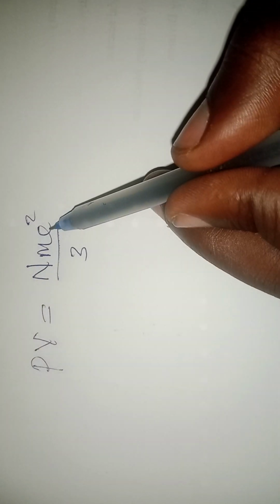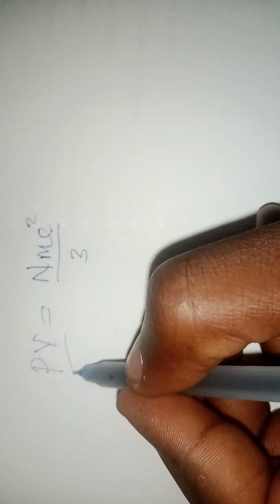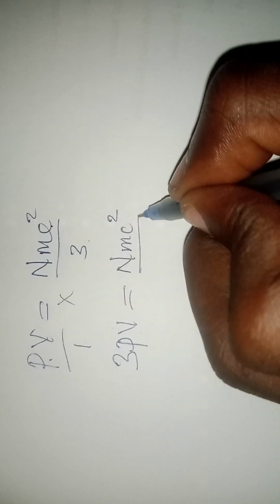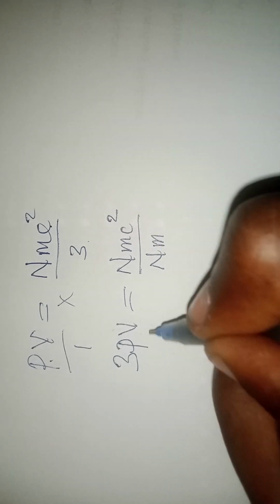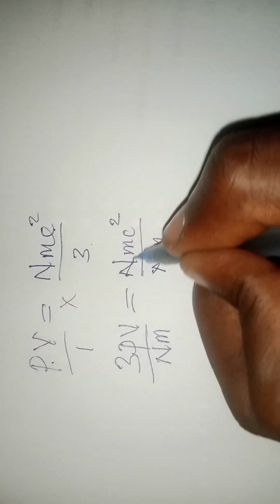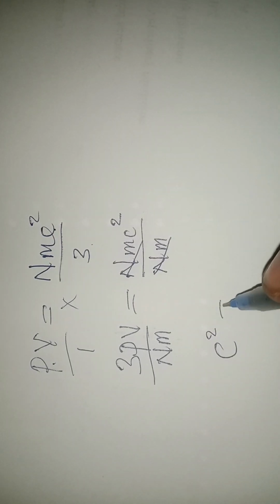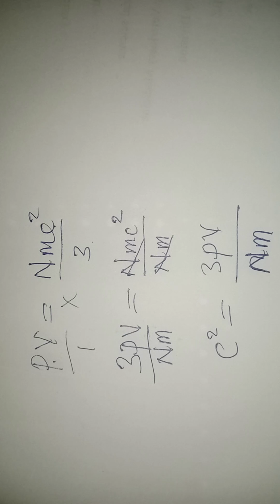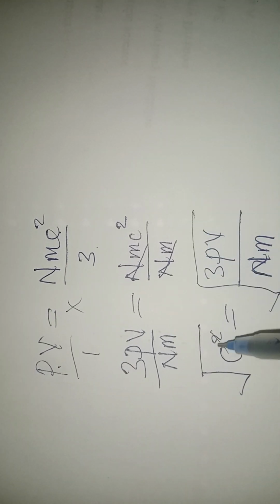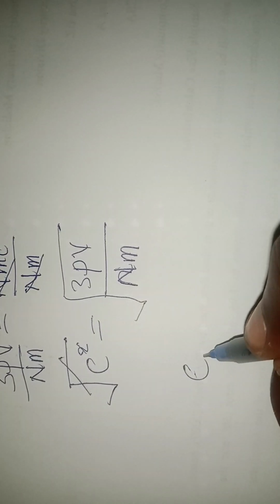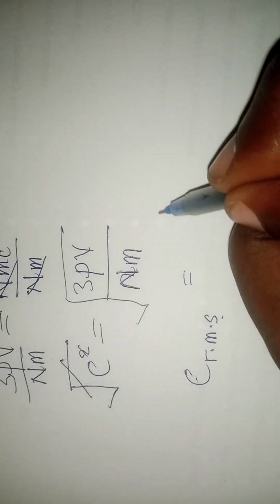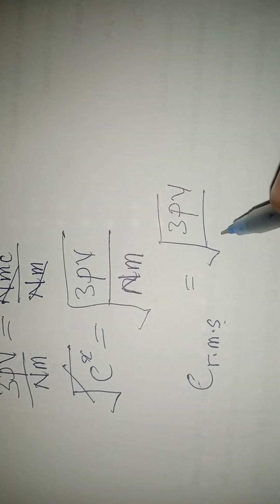So we can now make this C the subject of the formula. Which is something to say cross multiply. So we have 3PV is equal to N mc square. So divide both sides by N m. Here also N m. This one cancels this. So we have C square is equal to 3PV all over N m. So we can now say square root both sides. This one will now take care of this. So we now have C. This C is root mean square speed here. So you can now say root mean square velocity is equal to square root of 3PV all over Nm.